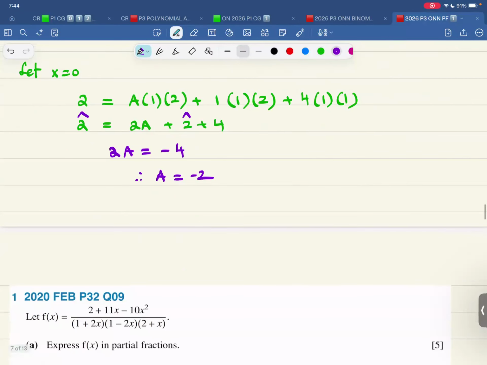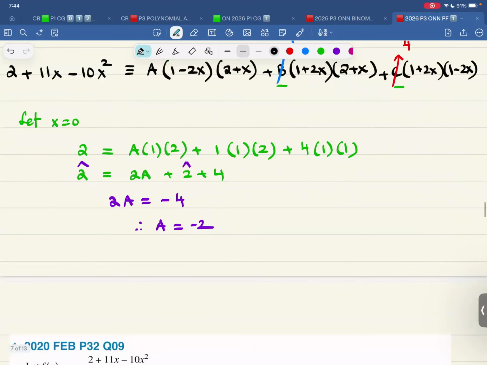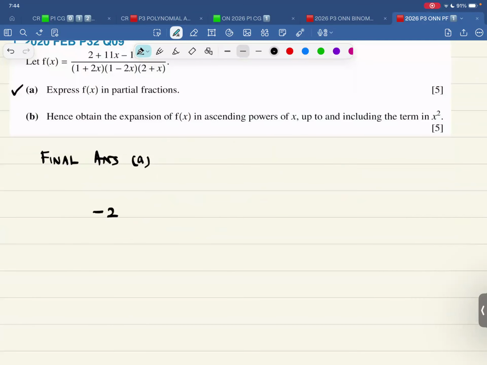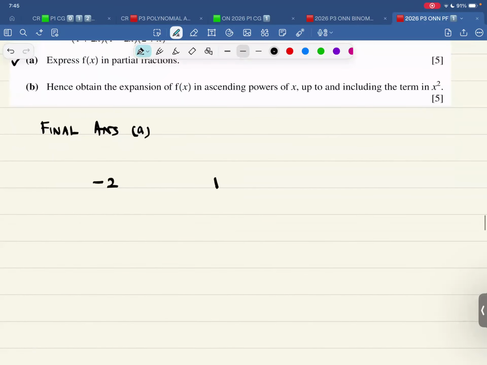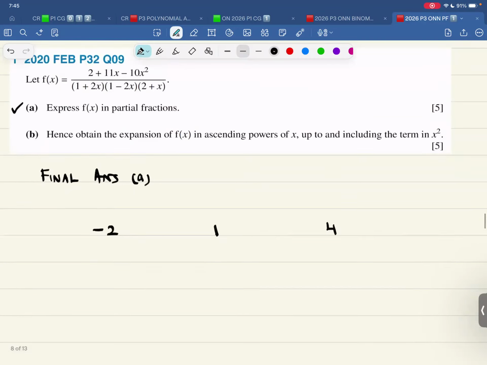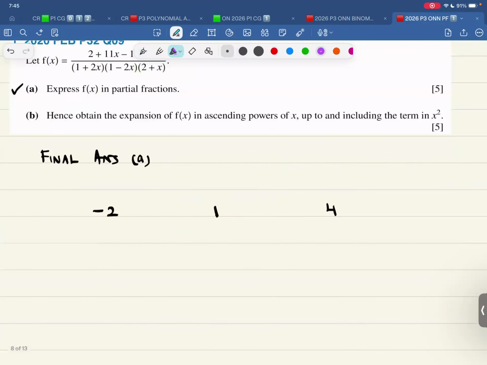So now the very final answer that I'll write over here. So now the final answer for part A, that is this thing, express f(x) in partial fractions. So a is negative 2. And then we have b as 1. And then we have c as 4. The denominator of a is 1 plus 2x. So this is 1 plus 2x.